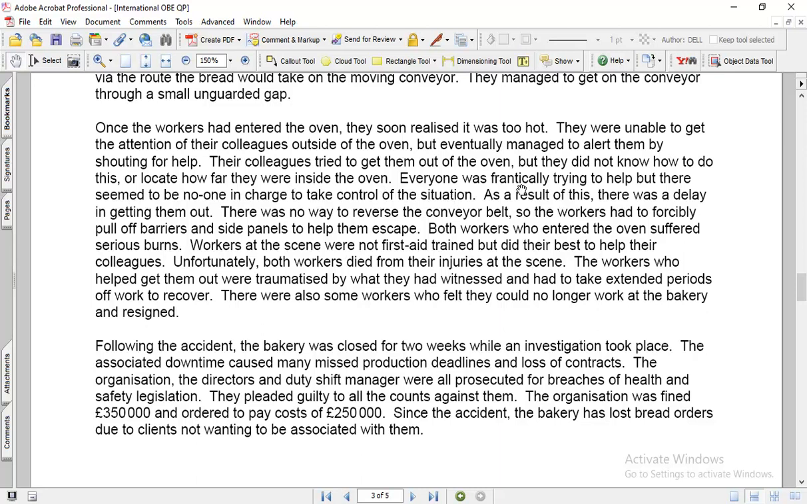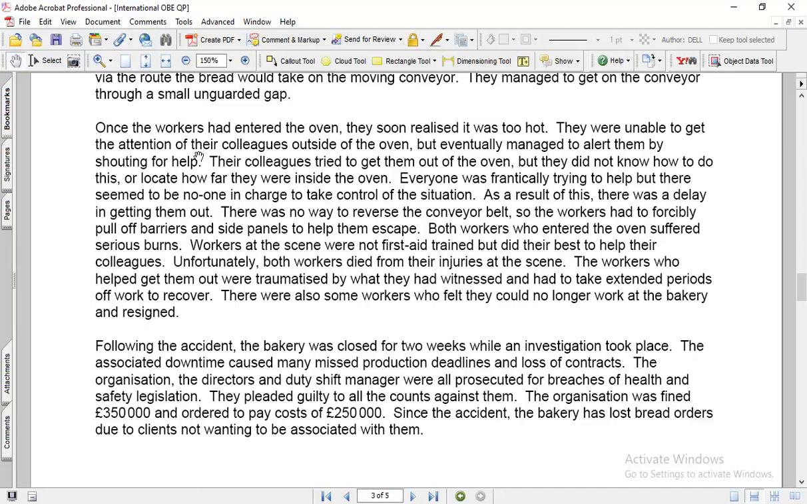Everyone was frantically trying to help, but there seemed to be no one in charge to take control of the situation. As a result of this, there was a delay in getting them out. There was no way to reverse the conveyor belt, so the workers had to forcibly pull up barriers and side panels to help them escape.